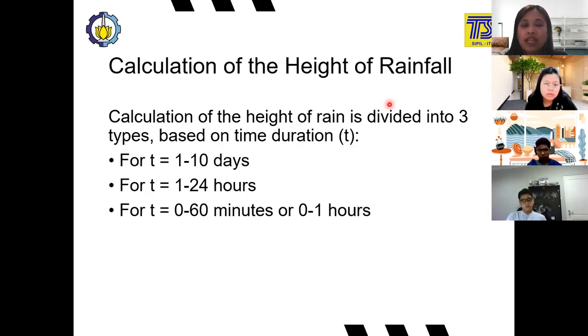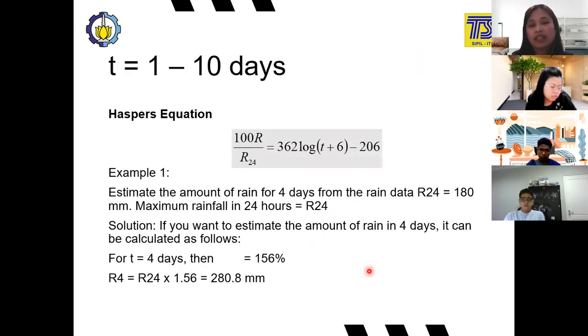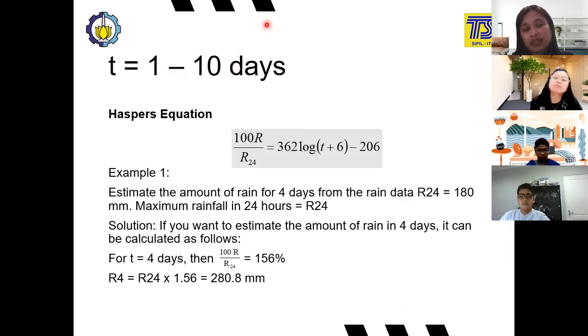There are 3 types of calculation based on the time duration of the rain. If the rain happens between 1 and 10 days, the calculation is different from the rain which happens only less than 1 day or even less than 1 hour. So we can check here. First, we can estimate the amount of rainfall which happened in 1 to 10 days using this equation, namely Hesper's equation.